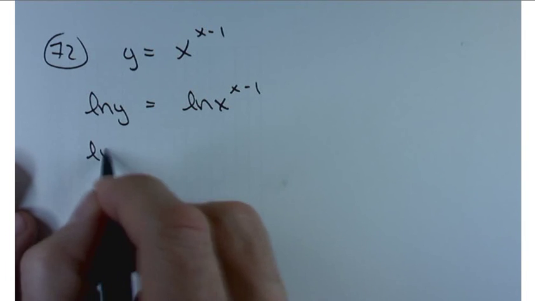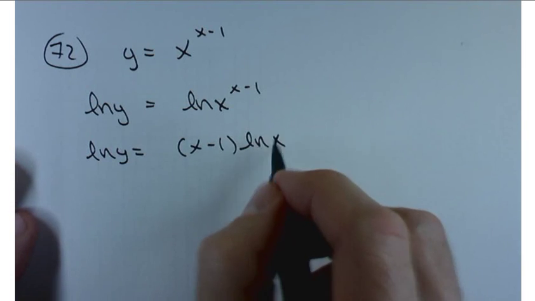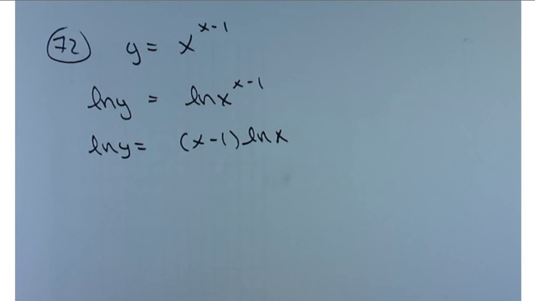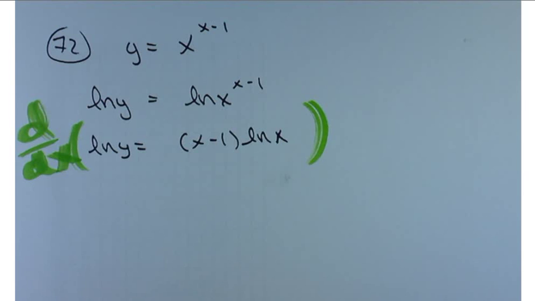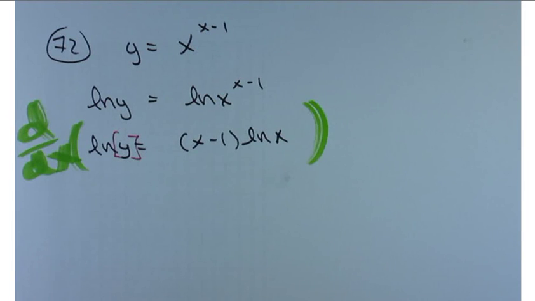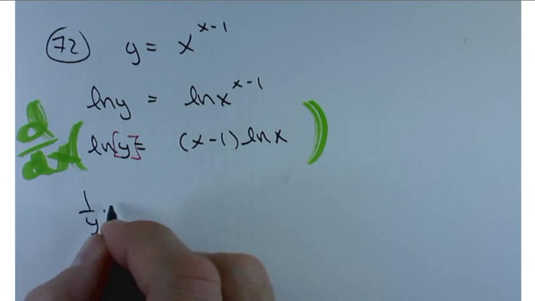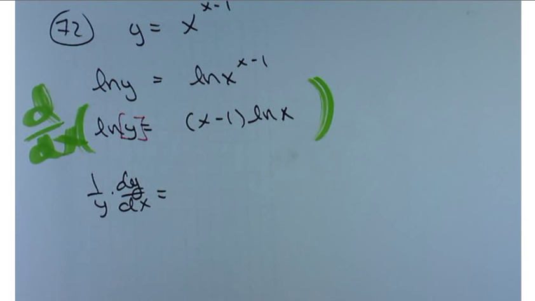So I get ln of y equals x minus 1 times the ln of x. Take the derivative on both sides. On the left-hand side, remember, your y here is special. Go ahead. 1 over y times dy by dx. Good. On the right-hand side, what rule do we have to use? Product rule. All right. Good job.